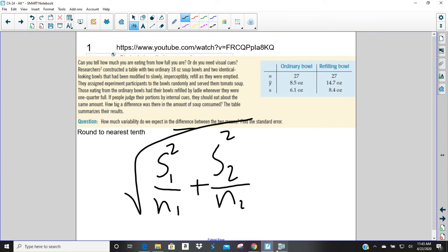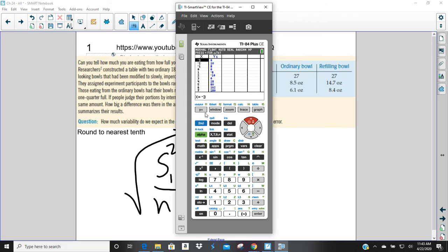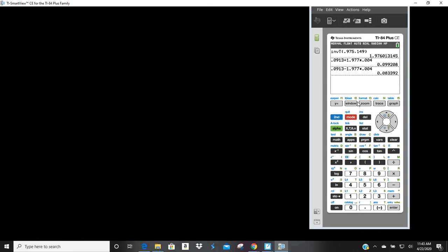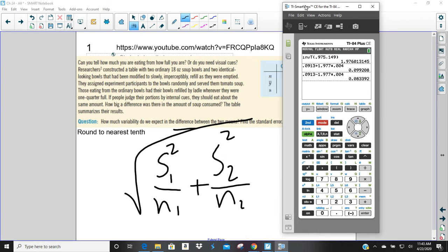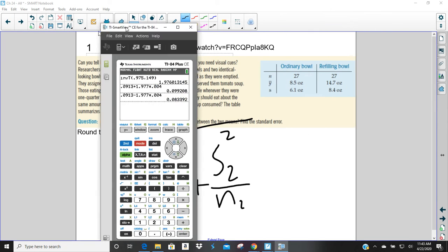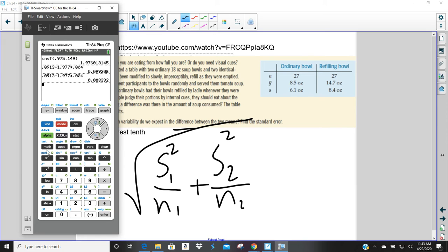So let's do that math right now. We're going to do second, quit. Follow along with me, please. Second, quit. Okay, so we're going to do the square root. Oh, I should put it over here so we can see the board. Okay, the square root, second, square root.